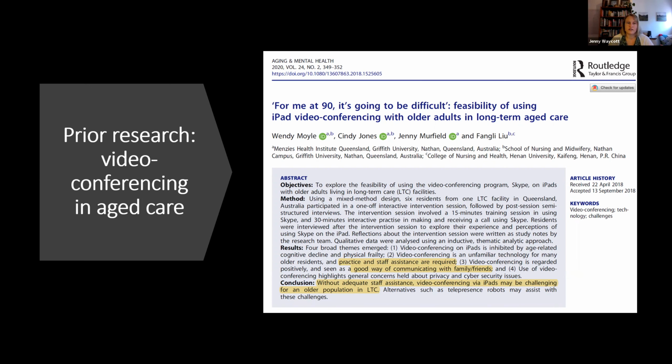So we know that there are challenges, but with so many aged care homes introducing video calls last year, there's an opportunity to gain a better understanding of those challenges and also the opportunities that this kind of communication might provide in order to identify lessons for future good practice in this area.